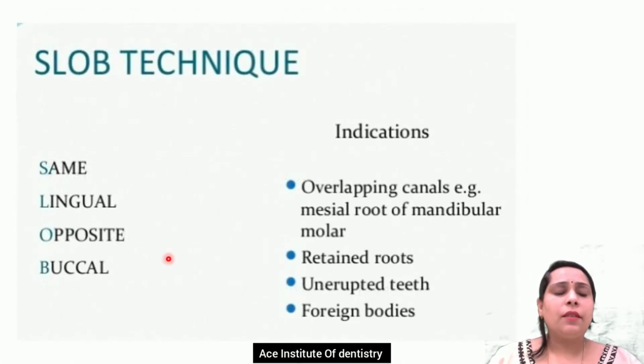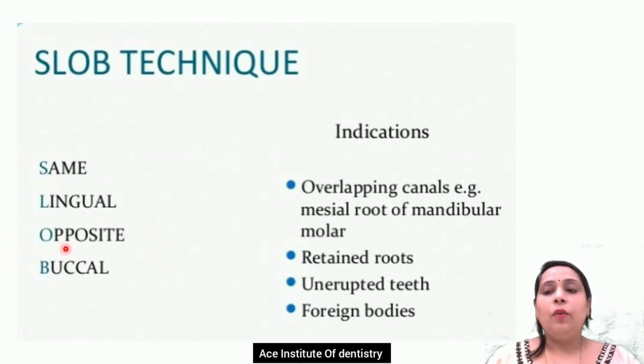Slob technique. This is very, very important for our endodontics, especially when we are doing mandibular lower RCs, because one root has two canals. That is the mesial root. So to identify the mesiobuccal and mesiolingual canal, we should use the technique called the slob technique.